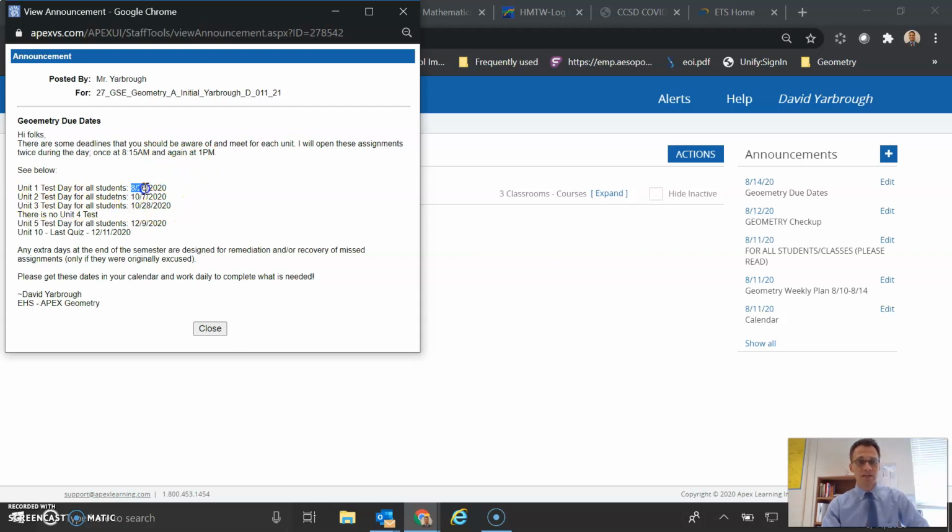So here are your test dates: August 26th, October 7th, October 28th, December 9th, and then you're going to finish the class by December 11th. We will have until about December 16th, maybe December 18th to actually finish the course. So any of those extra days at the end of the semester are designed for remediation and or recovery of missed assignments. Okay, so please get these dates in your calendar and work daily to complete what is needed.